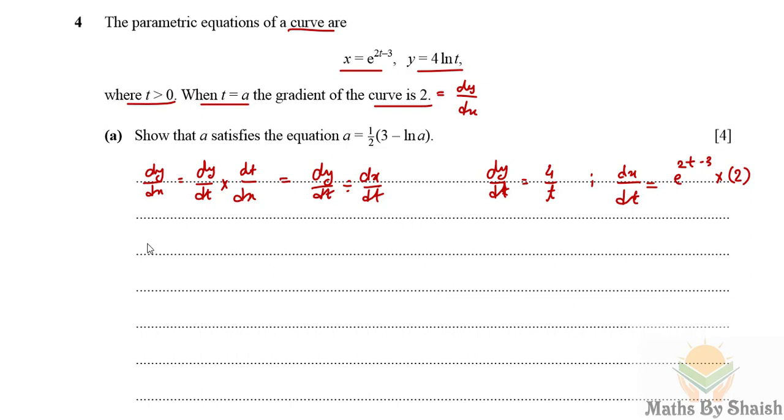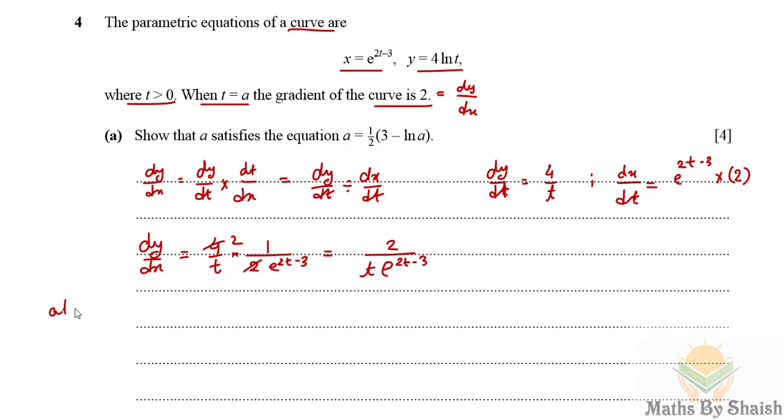So substituting the value, we will get dy over dx as 4 over t, and divide by this, so it means 1 over 2 times e raised to the power 2t minus 3. So these two got cancelled, and it is 2 over t times e raised to the power 2t minus 3. So that's the dy over dx, that is the gradient of the curve.